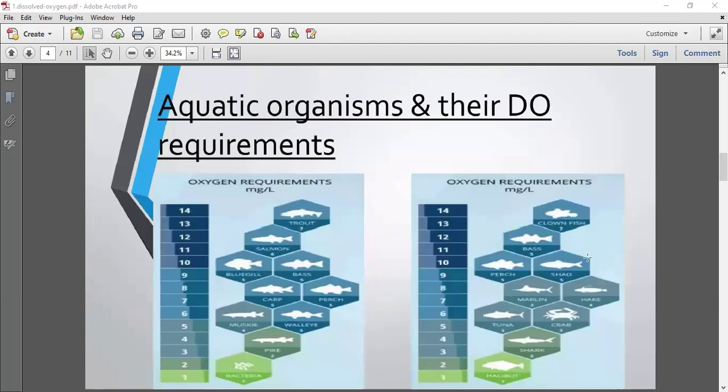Aquatic organisms have different DO requirements, that is, oxygen requirement levels. These are the types of fish: carp, salmon, trout. So there are different types of fish and their oxygen requirements in the presence of water. Oxygen requirements.